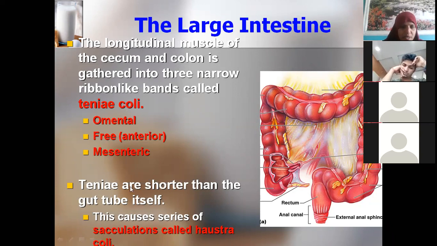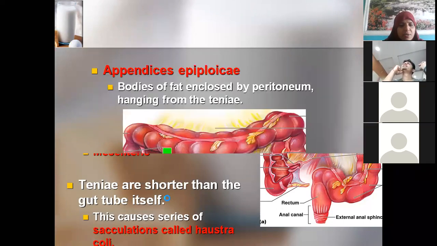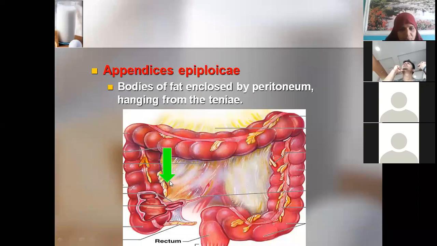Okay, so tinea are shorter than the gut tube itself. This longitudinal thickened band is actually shorter, because of which haustrae are produced. Okay, these sacculations are called as haustrae. And what are these fat-filled pouches? We have appendices epiploicae. Okay, they are fat enclosed by peritoneum hanging from tinea.